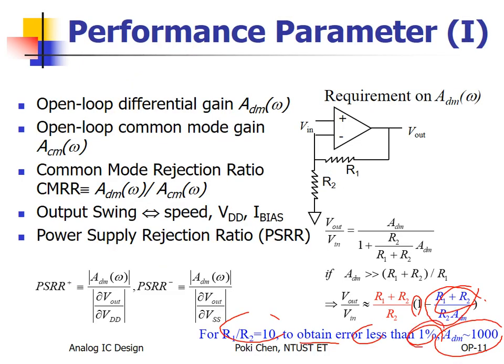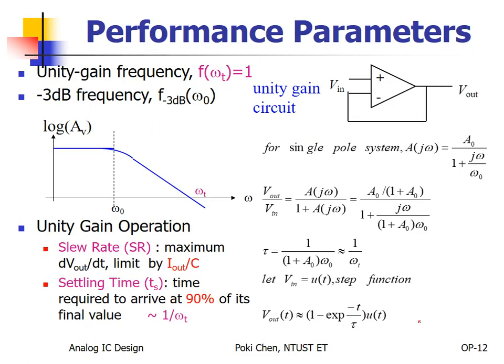Okay, 1% error, not so accurate, to be honest. 1% error according to ADC or DAC means the accuracy is only 6 to 7 bits. No better than that. 6 to 7 bits, really bad, right? But even that, you need 1,000 gain. The gain should be 1,000 or more to make the error less than 1%.